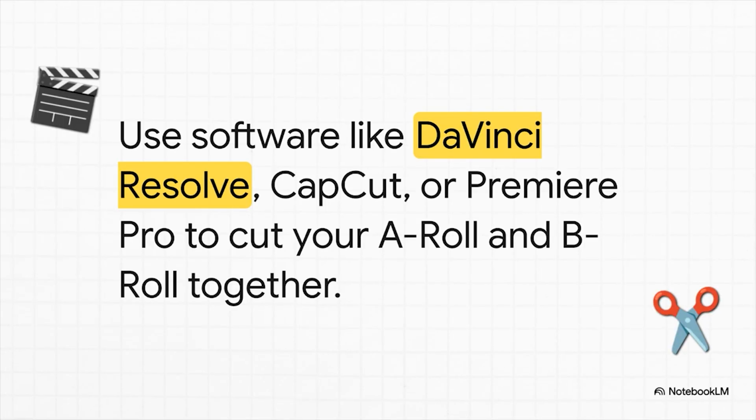And that final step, the edit, that's where you really bring your vision to life. You'll import all your AI-generated clips, your A-roll and your B-roll, into a standard video editor. It doesn't matter if you use powerful free software like DaVinci Resolve or industry standards like Premiere Pro. The process is the same. You cut your clips together, sync them to the music, and polish your masterpiece.